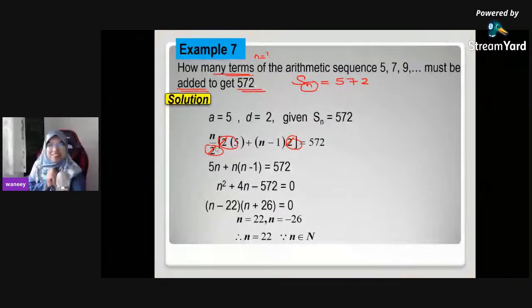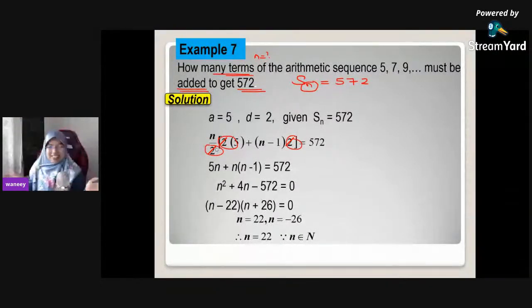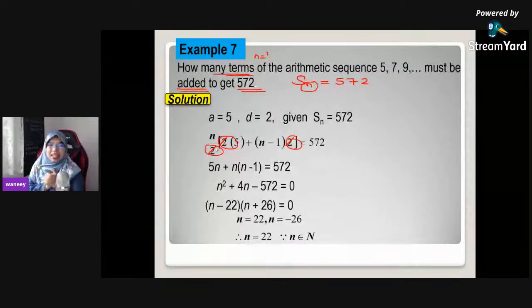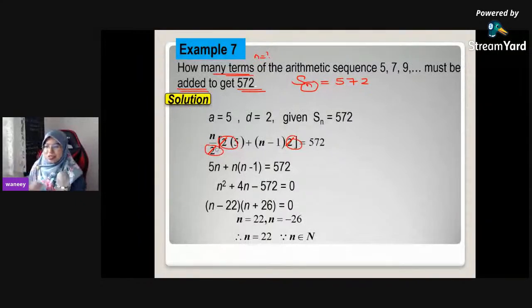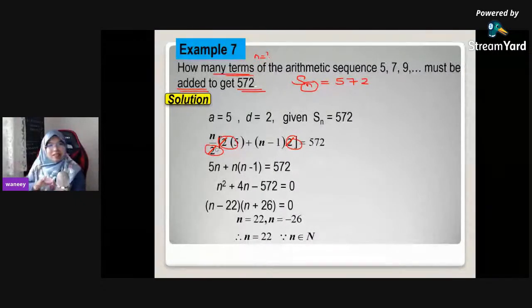Okay, so with that, I'll see you guys next week. So next week we are going to do geometric sequence, and then after geometric sequence, I think we will start with binomial expansion. So nanti kita belajar macam mana nak expand, and then Pascal triangle as well. So Pascal triangle first, and then binomial expansion.